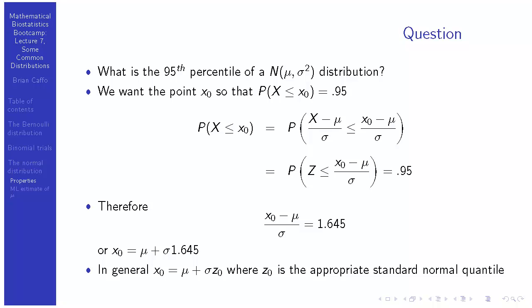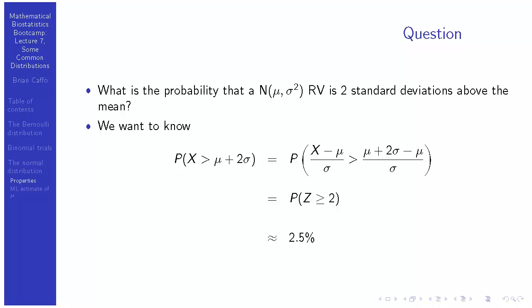It's kind of clear, I think everyone agrees, that you can very easily just look these things up without having to bother with any of these calculations. Let's go with another easy calculation. What's the probability that a normal mu comma sigma squared random variable is 2 standard deviations above the mean? In other words, we want the probability that X is greater than mu plus 2 sigma. Again, do the same trick where we subtract off mu and sigma from both sides, and we get that it's the probability that a standard normal is bigger than 2. And that's about 2.5%.